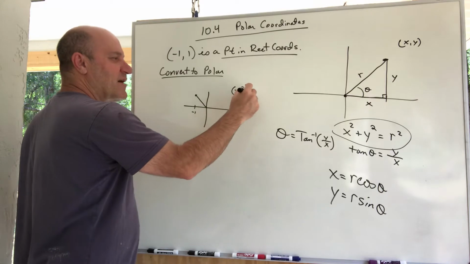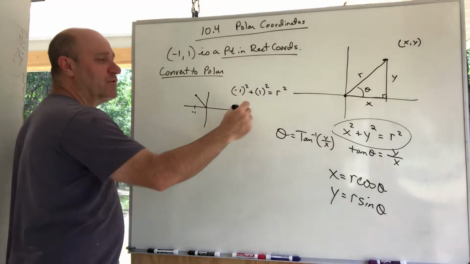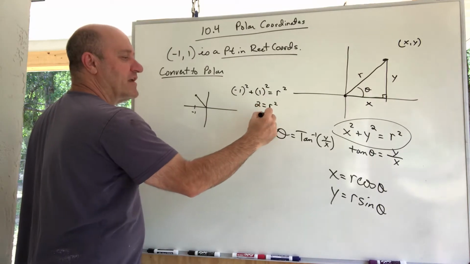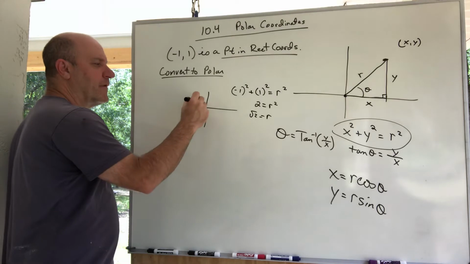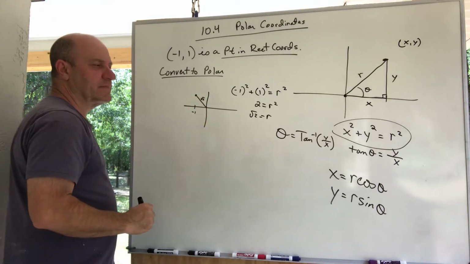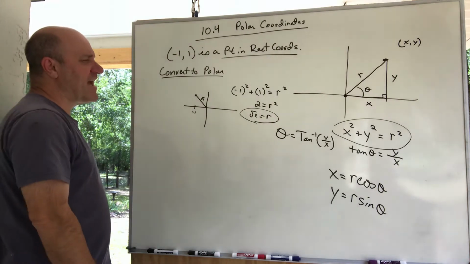Negative 1 squared plus 1 squared is R squared. 1 plus 1 is 2. So R is the square root of 2. That's the hypotenuse of that triangle, or that's that distance. Cool, we just found R. It's the square root of 2. I want to find theta.